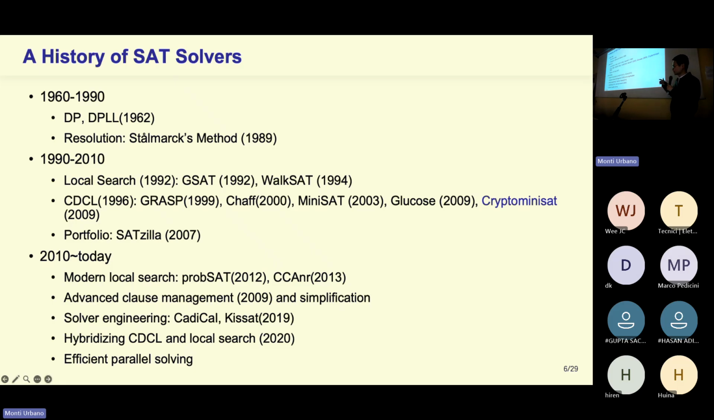Armin Biere developed these two solvers, and the advanced ideas are not from the algorithm viewpoint, but from engineering viewpoints and practices. And then in 2020, we have hybridizing CDCL and local search together. This is the work I will introduce later. And in recent years, more focus has been put on efficient parallel solving.